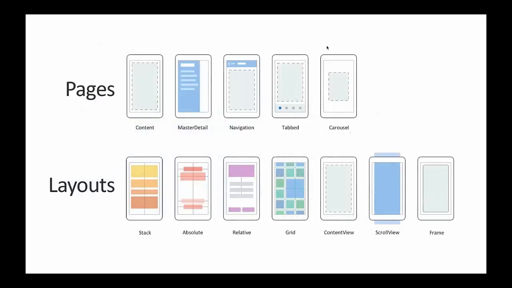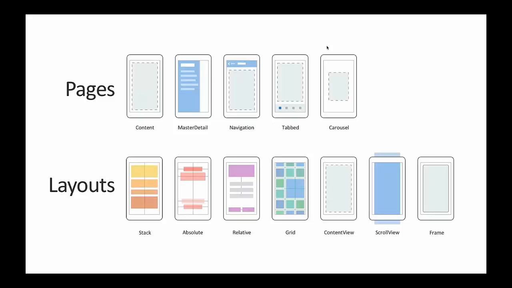These are the pages available. You can start with a content page, a navigation page, or a master detail page, depending on what your application demands. A page is your base class where your view comes in. So on iOS it becomes a UIView, and on Android it becomes a view, and it places the appropriate XML files.